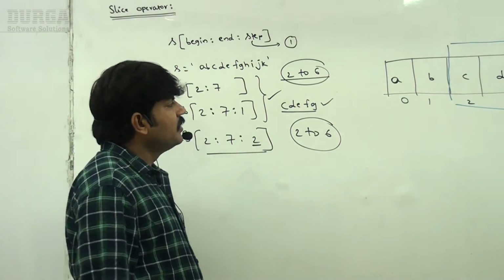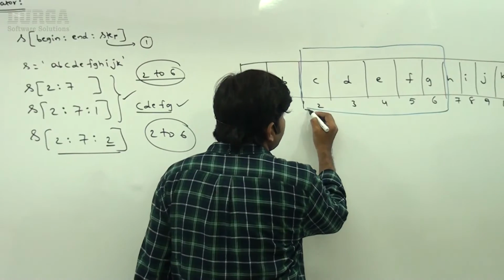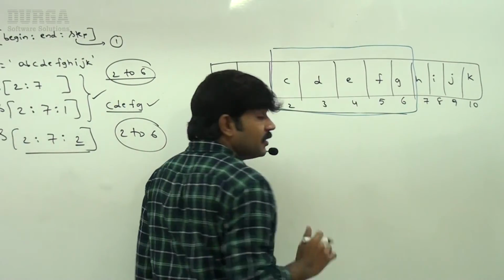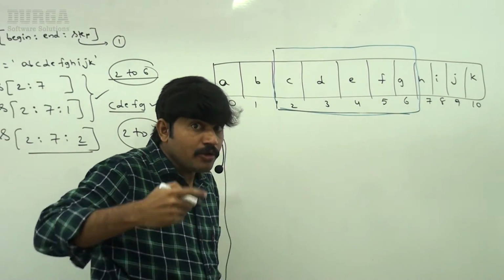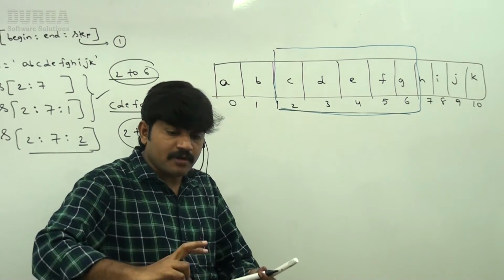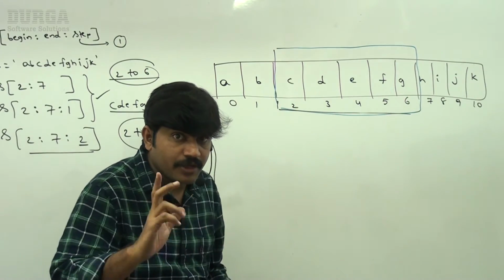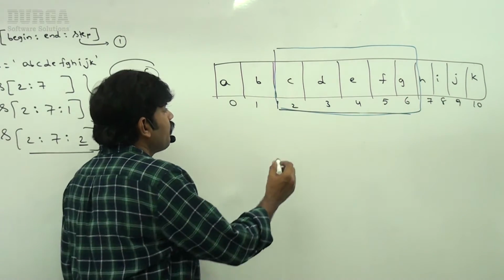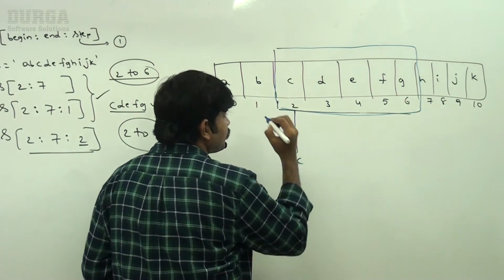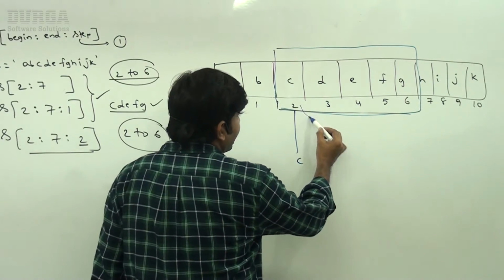What does it mean, sir? 2 to 6 means C to G. In that, the step value is 2. You have to jump 2 cells. Means every second character we have to consider. First, C we have to take. And then the next character is D.